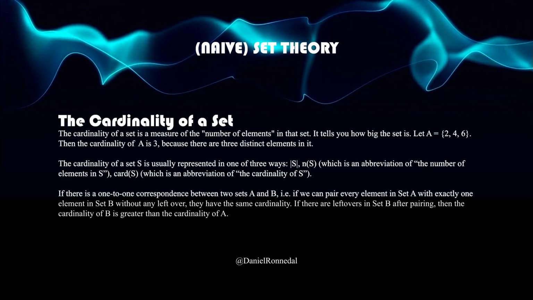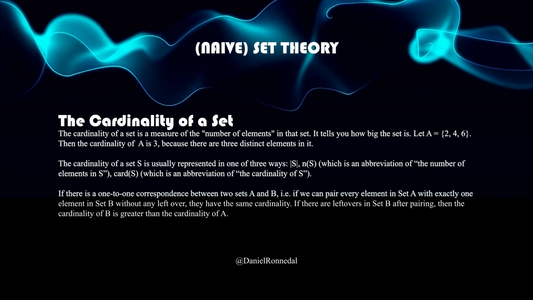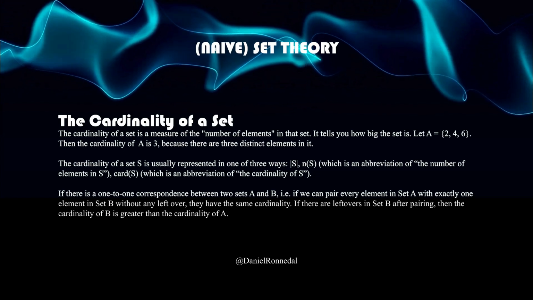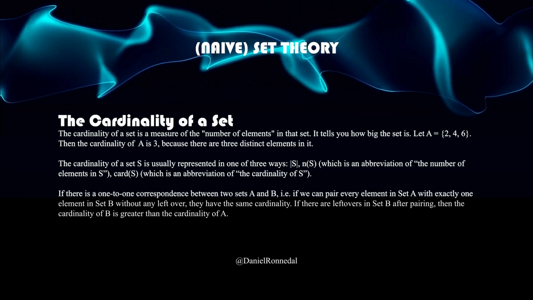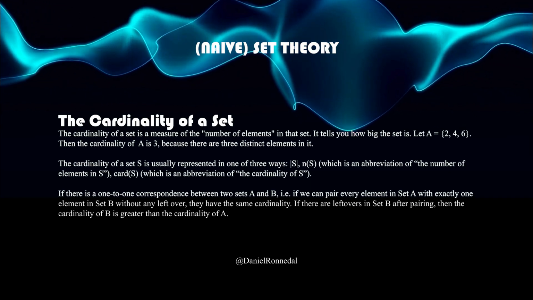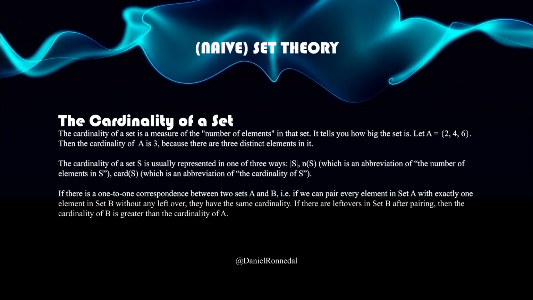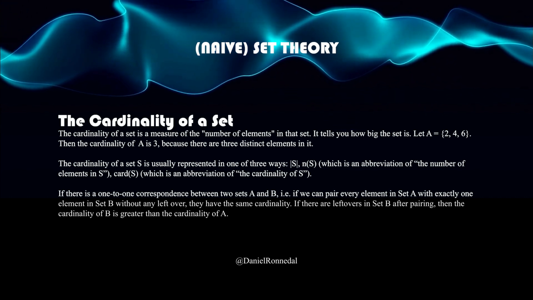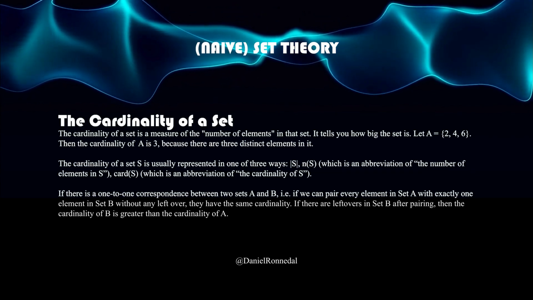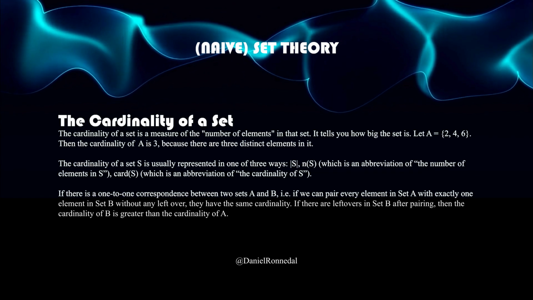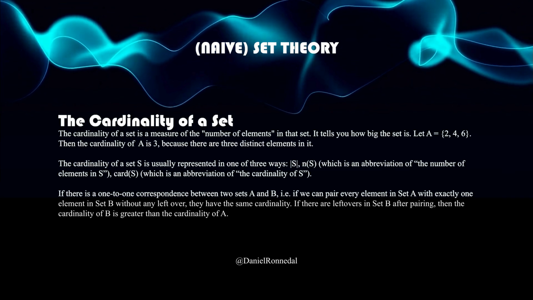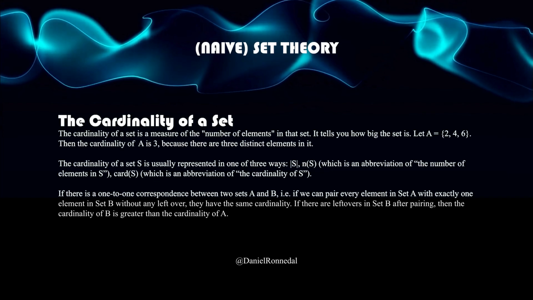The cardinality of a set S is usually represented in one of 3 ways. We can write the vertical bar followed by S, followed by the vertical bar. We can write N followed by the left parenthesis, followed by S, followed by the right parenthesis, which is an abbreviation of the number of elements in S. And we can write the expression card followed by the left parenthesis, followed by S, followed by the right parenthesis, which is an abbreviation of the cardinality of S.